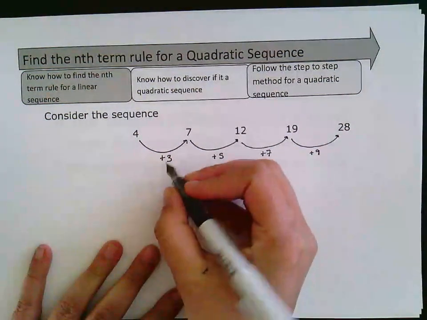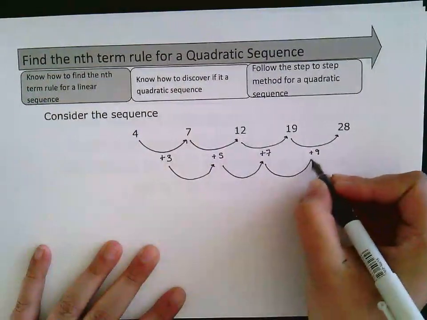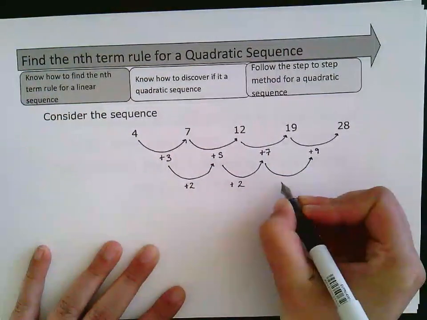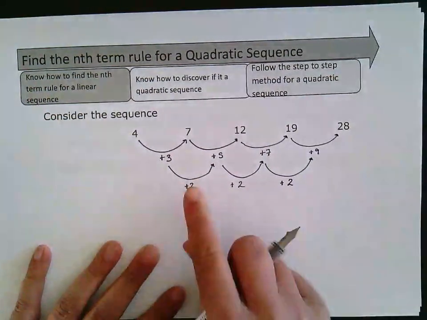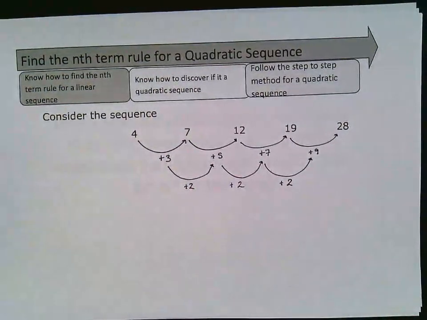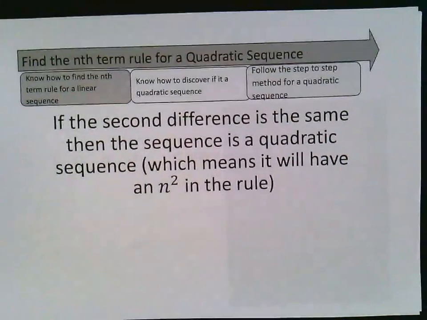So what we do now is we check what we call the second difference. The second difference is the same. And if the second difference is the same, that tells you it's a quadratic sequence. So this is a key fact for you to put in your notes. If the second difference is the same, then the sequence is a quadratic sequence, which means it will have an n squared in the rule.